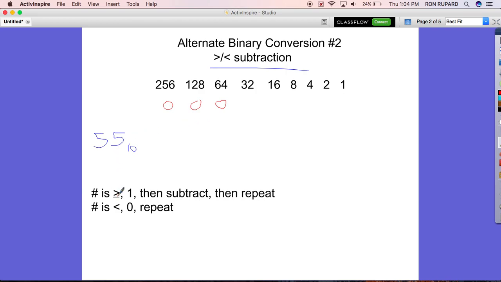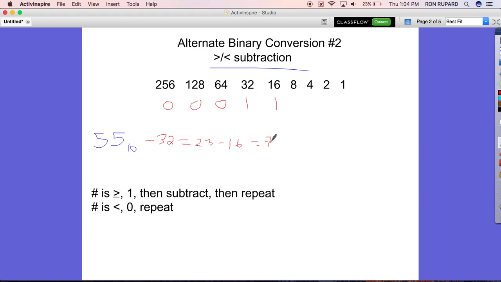55 is greater than 32, so we write a 1 and now subtract. 55 minus 32 is 23. So now we repeat. 23 is greater than 16, so we write a 1 and subtract. 23 minus 16 is 7.